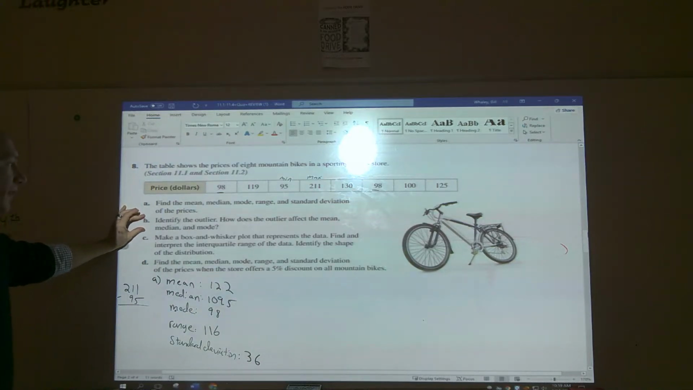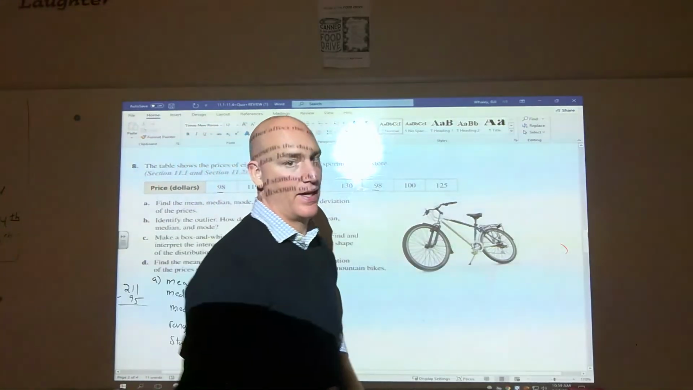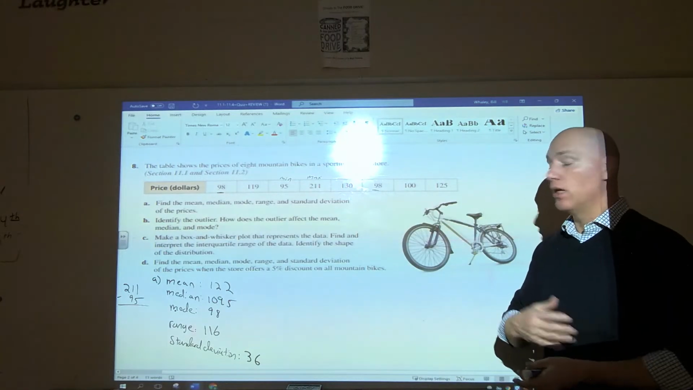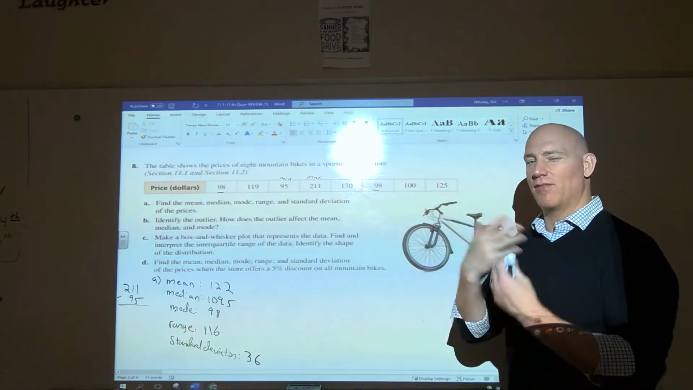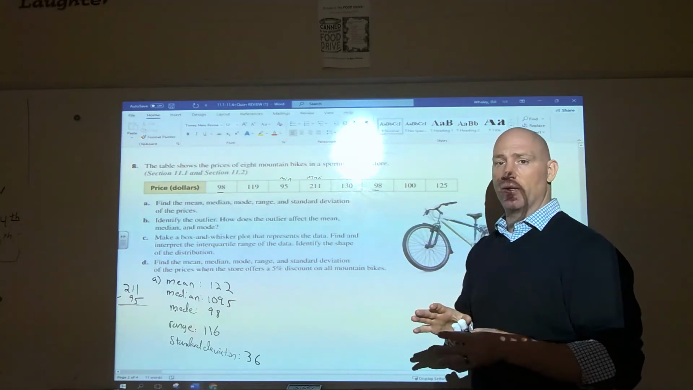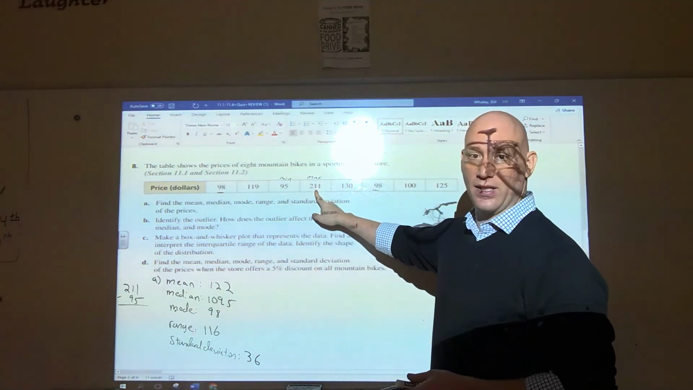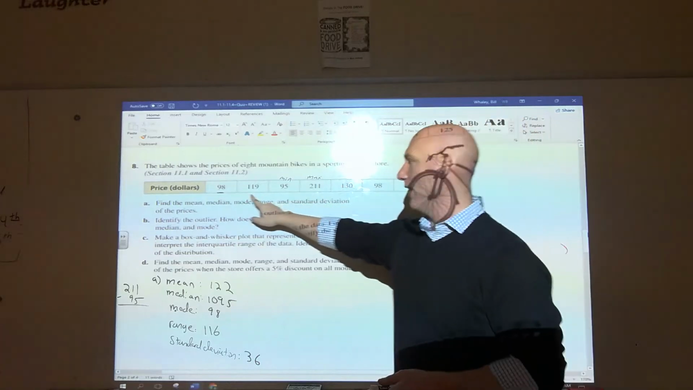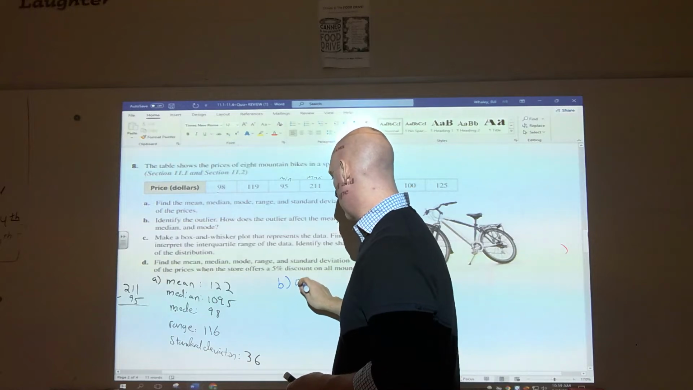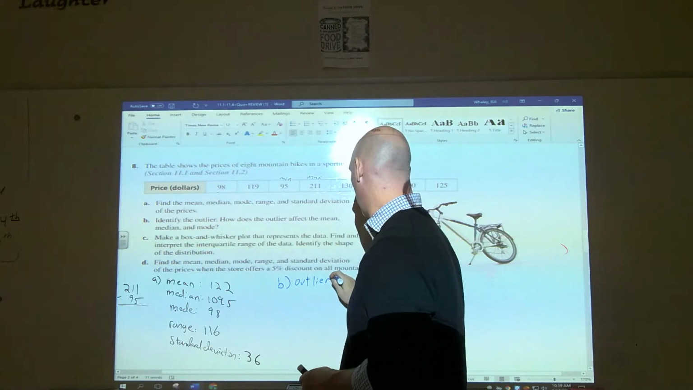Part B, identify the outlier. An outlier is a number that sits outside the data. There is a very specific mathematical way to measure an outlier: it is 2.5 standard deviations from the mean. I have gone over that in class briefly, but for us, our outliers are going to be very specific and very obvious. As I look up here, it's pretty easy to see this number does not fit with the rest. It's not even close to the rest of the data. So the outlier is going to be 211.